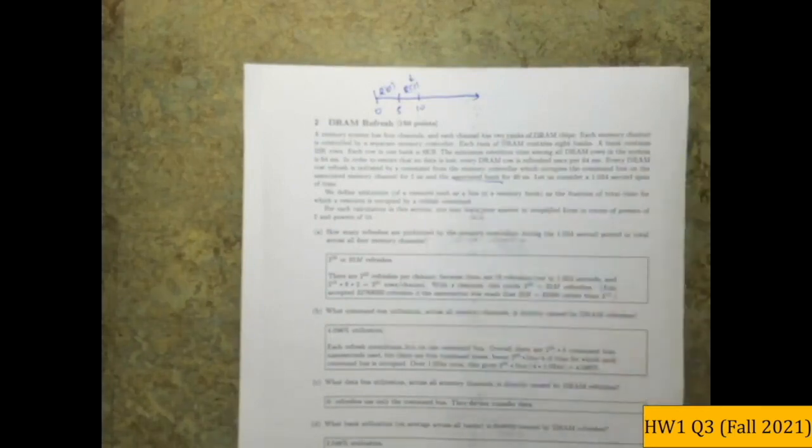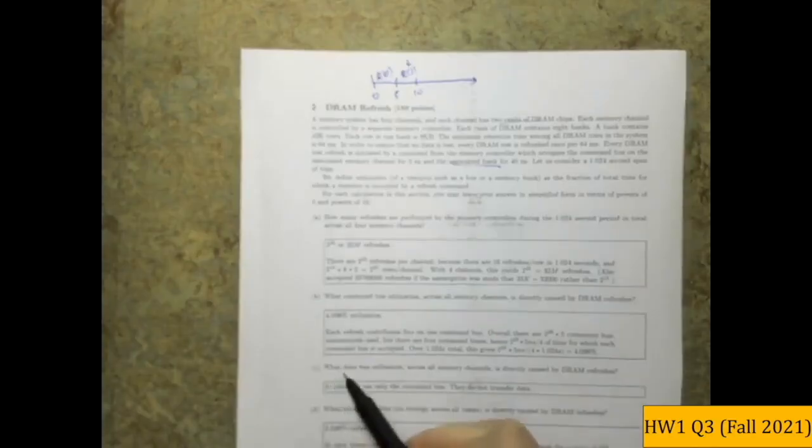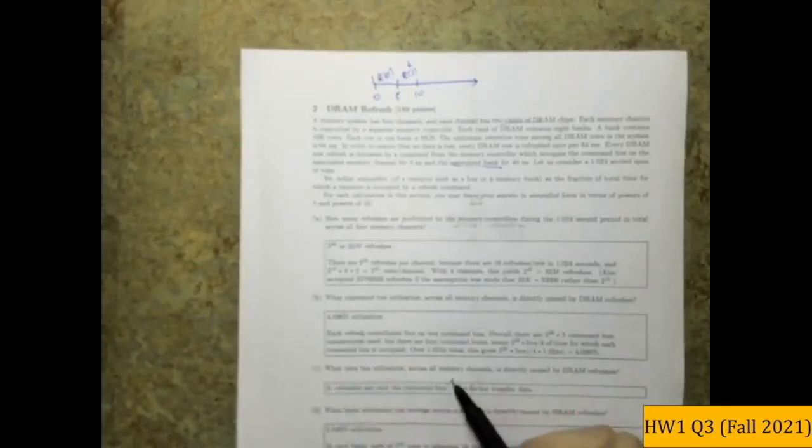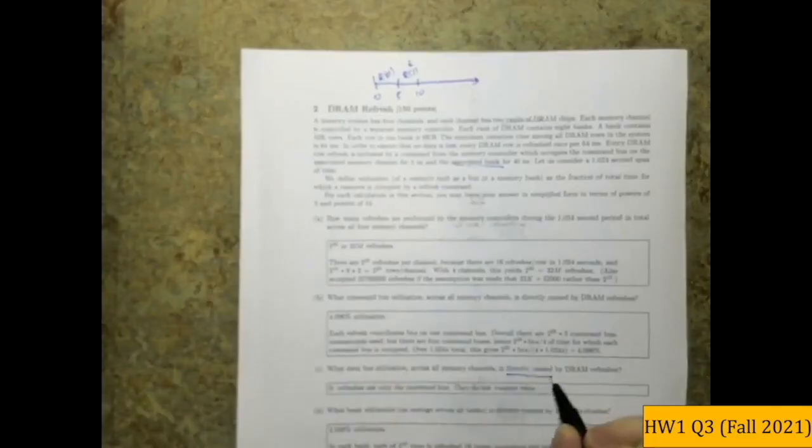So this is a little tricky, actually. I think it is tricky, but I believe it is clearly defined here because in part C it says what data bus utilization across all memory channels is directly caused by DRAM refreshes, right? So what you say is kind of an indirect result, because DRAM is being refreshed and basically you cannot access this bank, so you cannot read anything out of it. You cannot utilize the data bus.